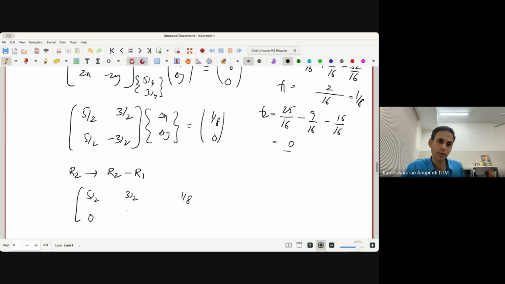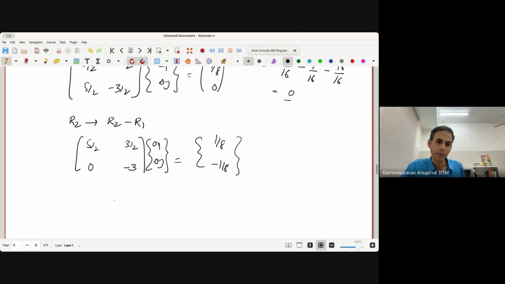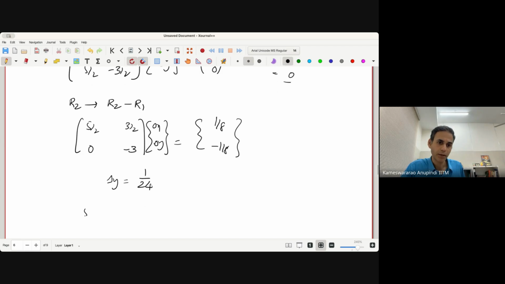So 5 by 2 minus 5 by 2 is 0, and minus 3 by 2 minus 3 by 2 is going to be minus 3 times delta y, equal to, on the right hand side, 1 by 8 minus 0, which is going to be minus 1 by 8. That means 3 times delta y equals 1 by 8, so delta y equals 1 by 24. And then 5 by 2 delta x plus 3 by 2 delta y equals 1 by 8.